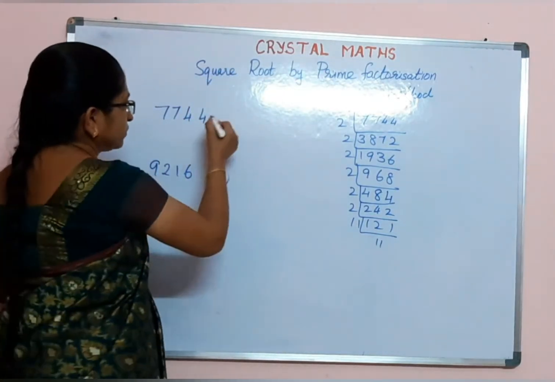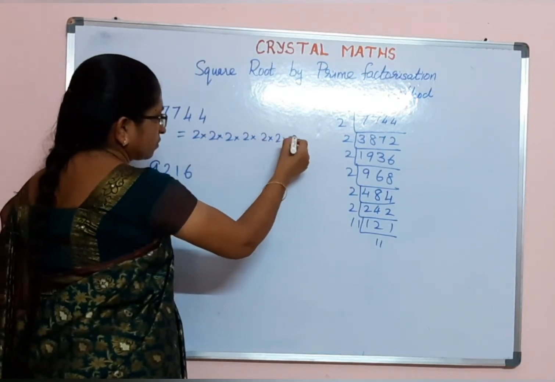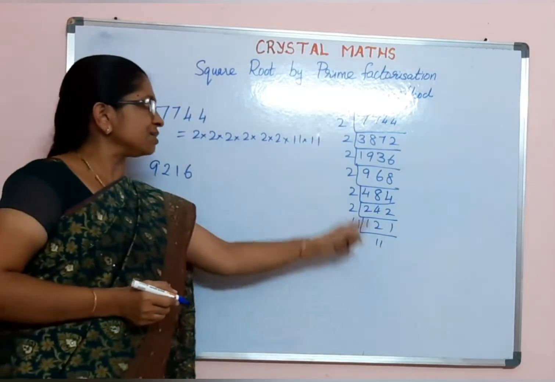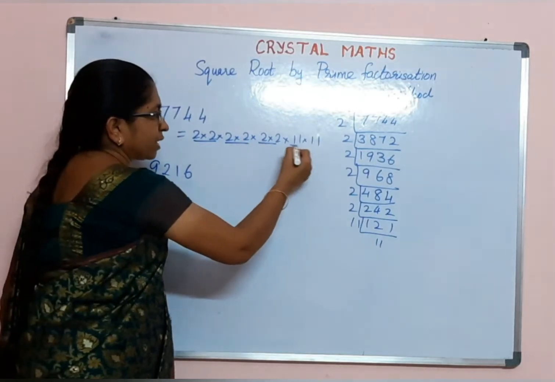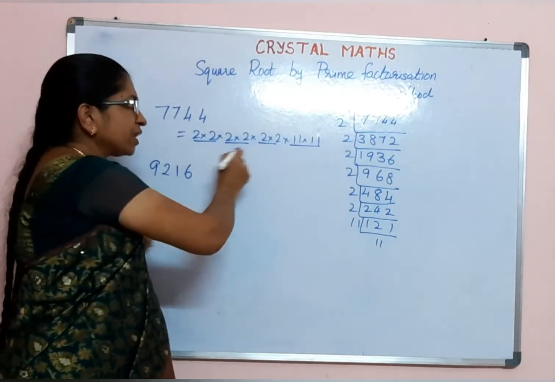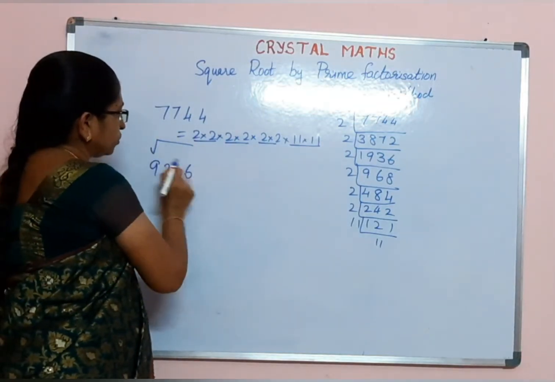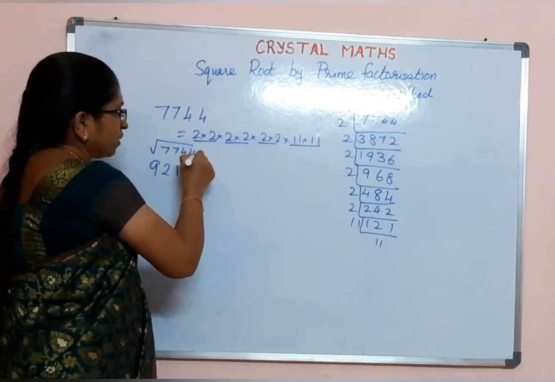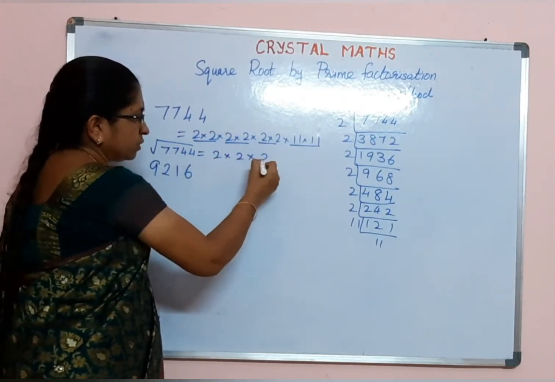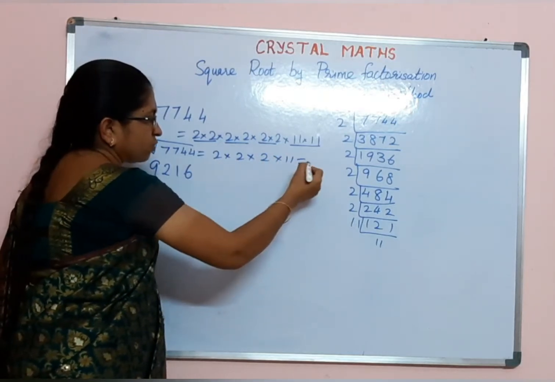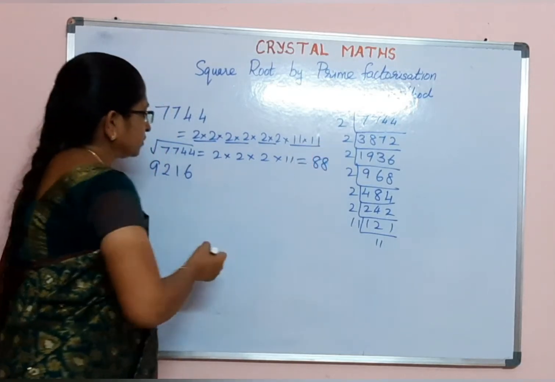Now write down all the numbers in product form. Write everything in product form. Afterwards, underline two numbers. Make sure each pair has the same prime factors. Now, take the square root on both sides. Write one number from each pair. Multiply and write that answer. 88 is the answer for this problem.